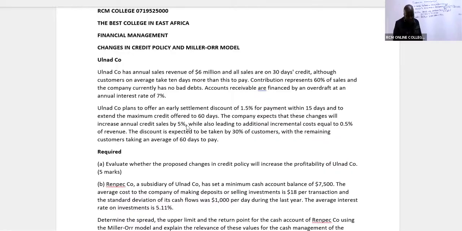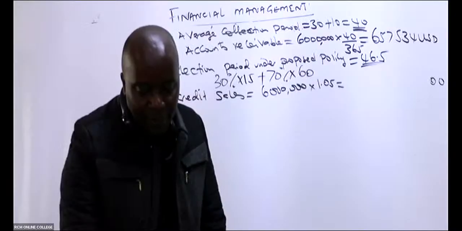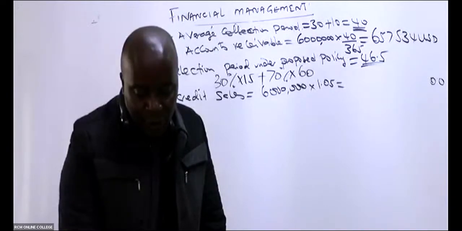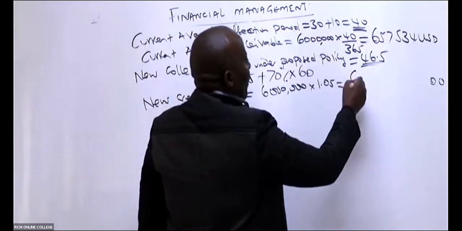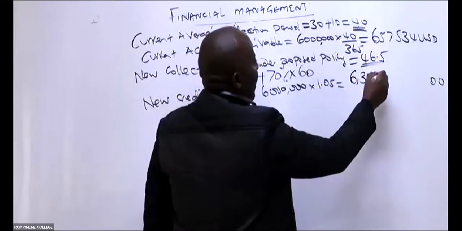Yeah. So, and remember, our initial revenue was 6 million. So that will give me, somebody's telling me that this will give me 6.3 million. Thank you very much. Yeah. Because you have extended the period.